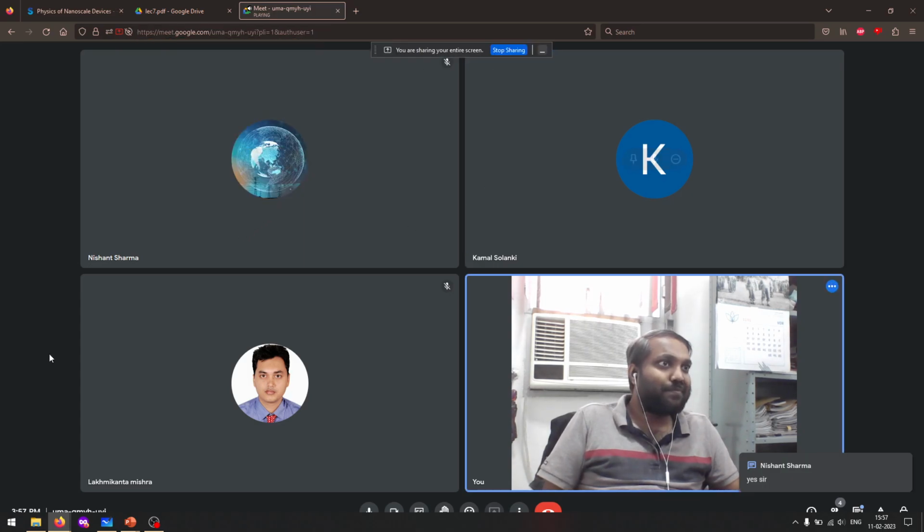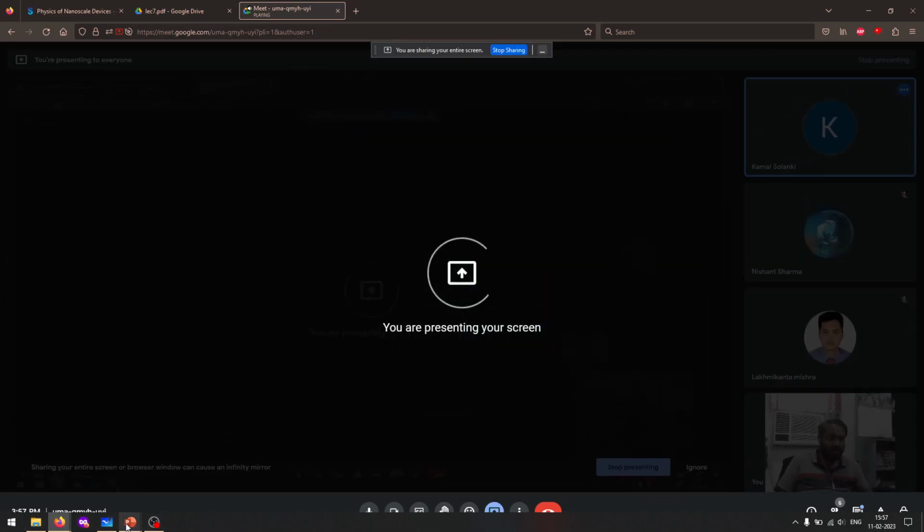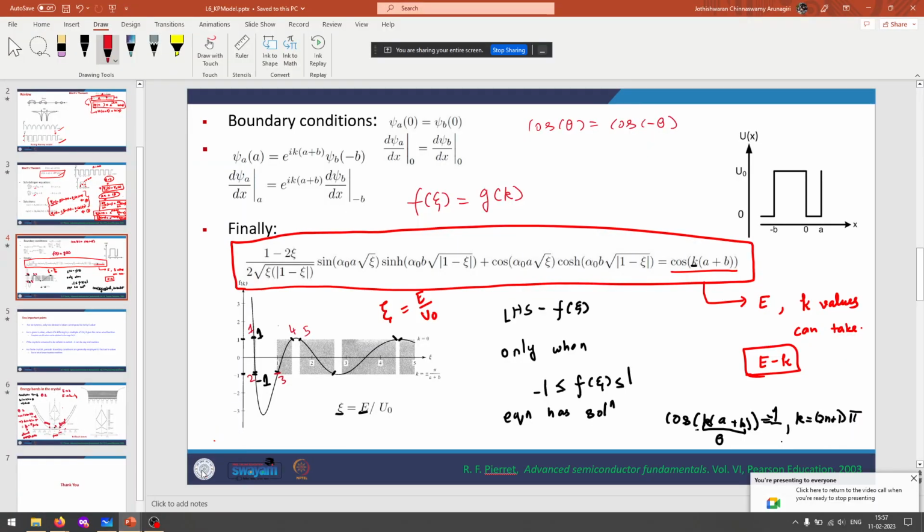So what I was saying before we got interrupted was that when we solve the 1D system, ultimately, in the 1D KP model, to find the allowed energy states, that is the allowed K values, what we have to do is solve an equation of this form: f of xi is equal to g of k.